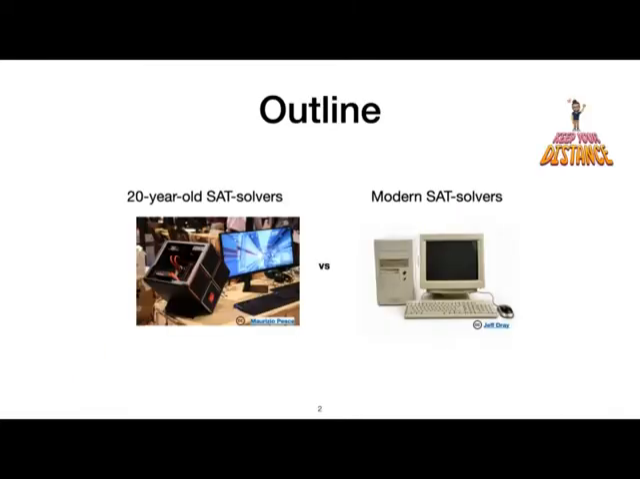Let's right jump into the outline of our work. We took SAT solvers from about 20 years ago and modern SAT solvers. We prepared modern computer hardware and hardware from about 20 years ago. Then we compare the 20-year-old SAT solvers on new hardware with modern SAT solvers on the 20-year-old hardware.